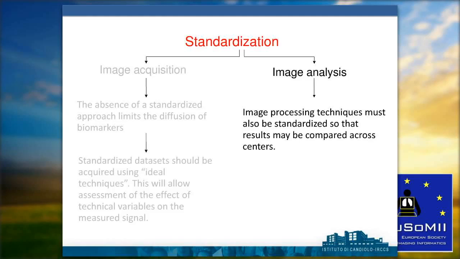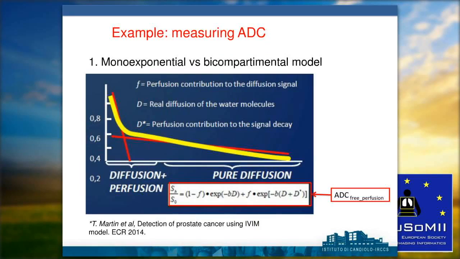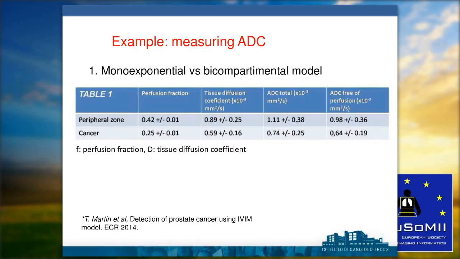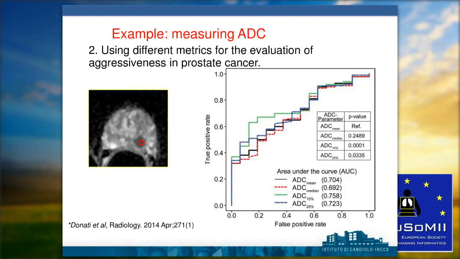On the other hand, we have image analysis. So image processing techniques must also be standardized so that the results may be compared across centers. This is an example. Here we're using two models to assess ADC. One is a monoexponential model, and one is a bicompartmental model using diffusion plus perfusion. And you can see here that we actually get different results in terms of values. So this is another big problem.